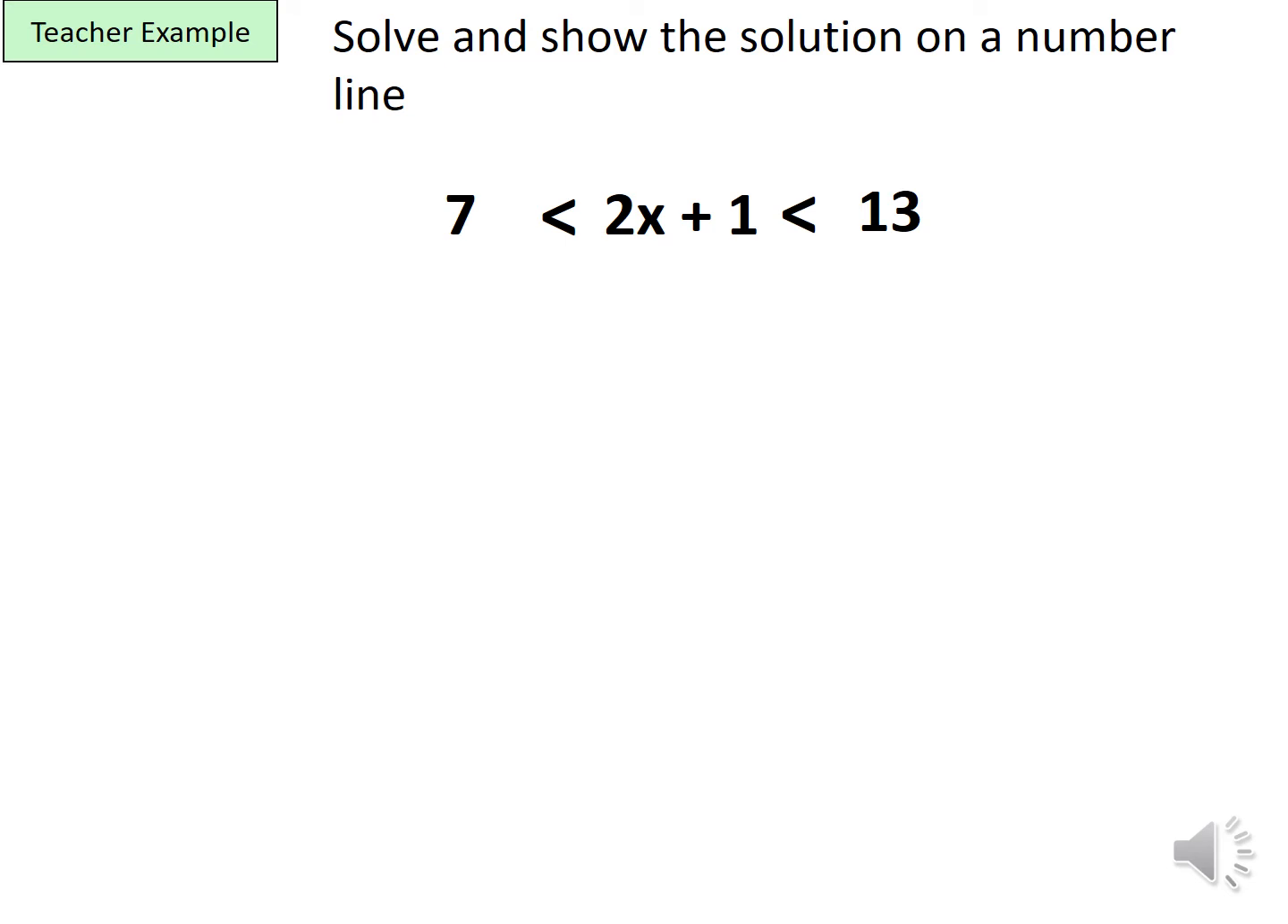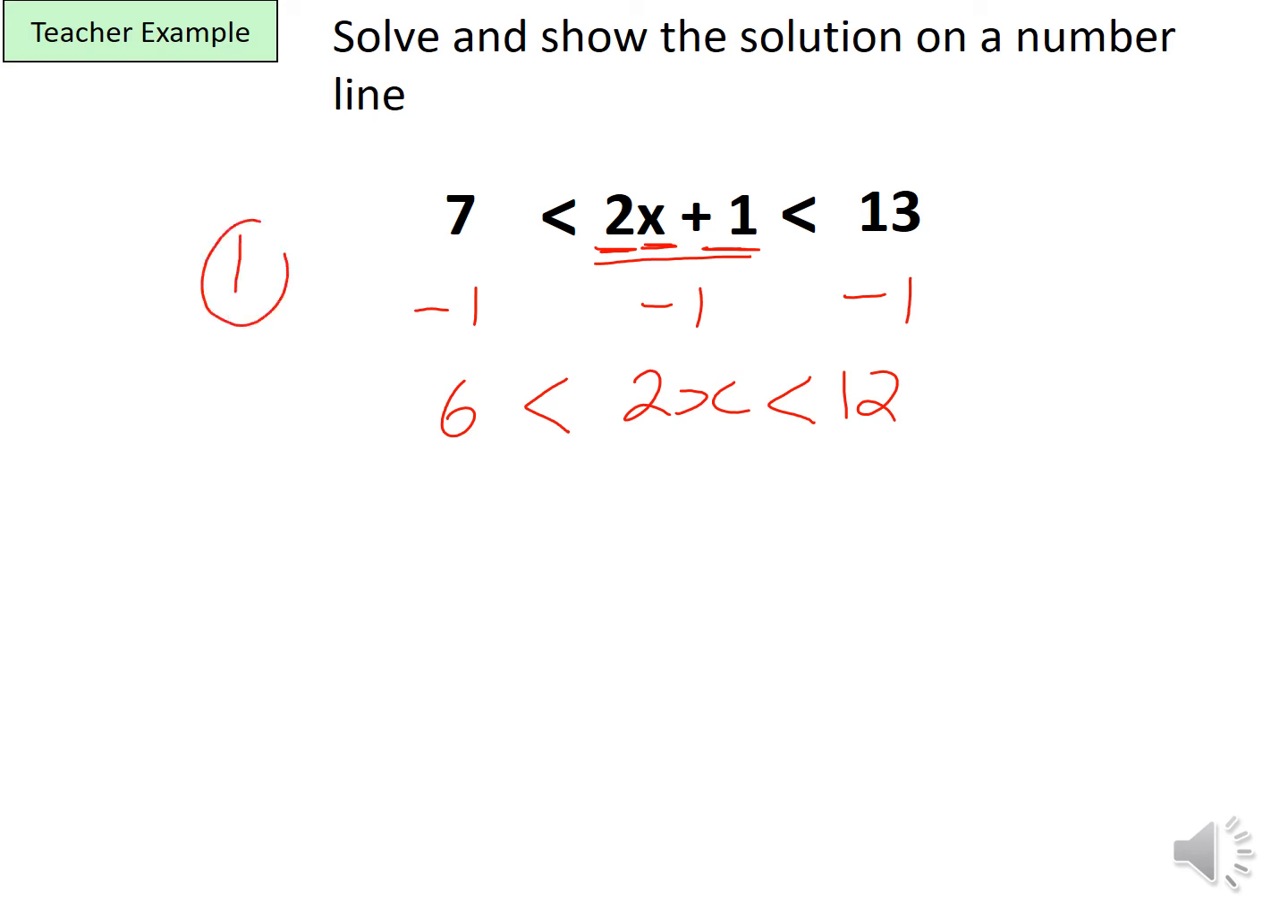Over here we have something very similar, however this is going to be a two-step. We're going to use two steps here. I'm going to translate the middle. It says I think of a number, I times it by 2, and I add 1. The last thing I did was add 1, so I'm going to take away 1 from all three terms. Take away 1, take away 1, and take away 1. I'm left with 6 on this side, less than 2x, less than 12. That was our first step, step 1.